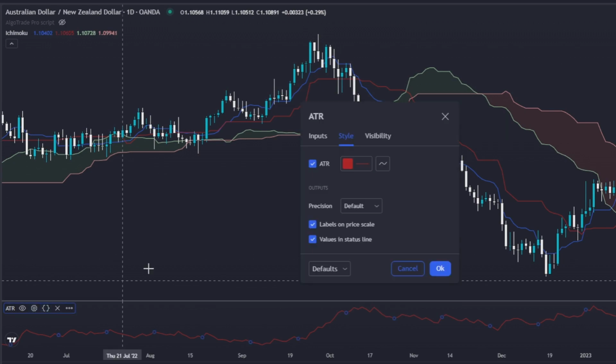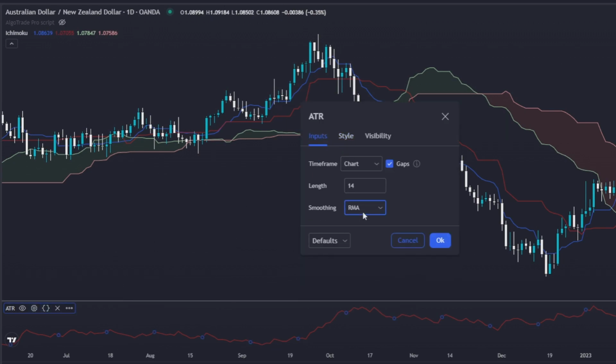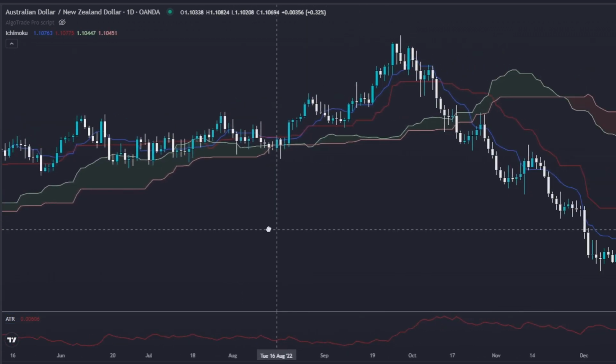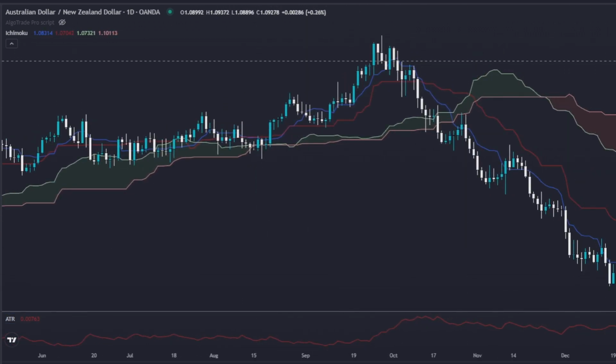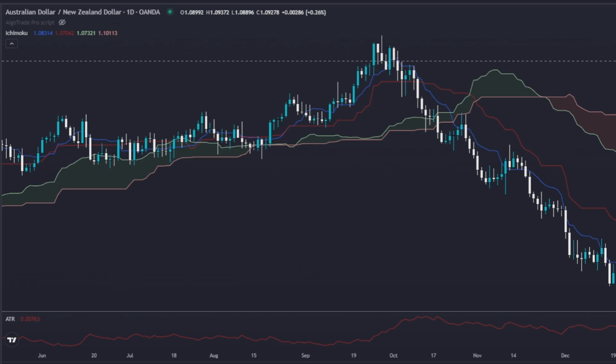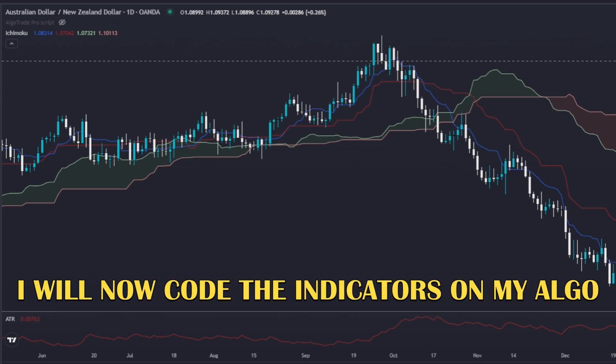Also, I am going to search for the ATR indicator, and I will use it with the default settings. I use the ATR indicator to place the stop losses and the take profits on every single trade. As on the other indicators backtests, for stop losses the value will always be 1.5 times the ATR pip value, and for take profits 1 times the ATR pip value. I will now code the indicators on my algo.